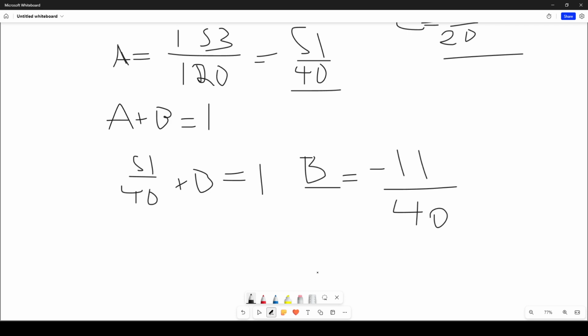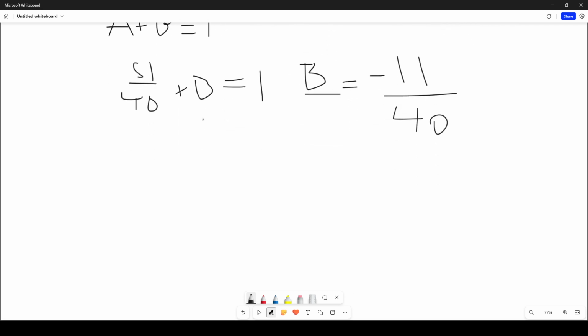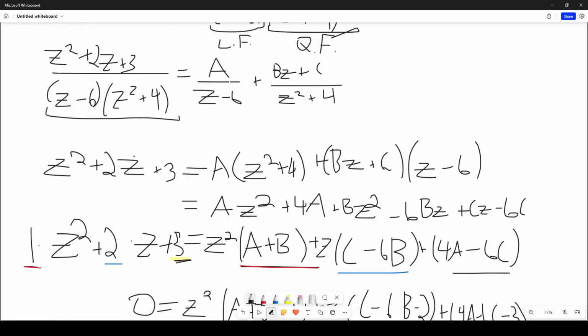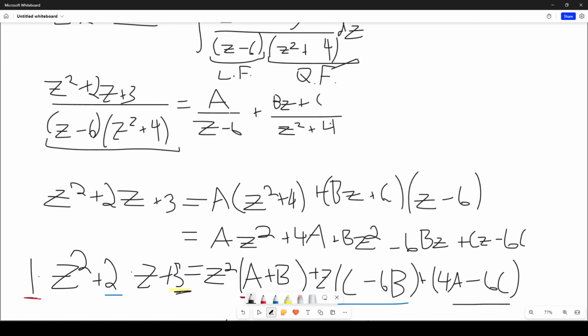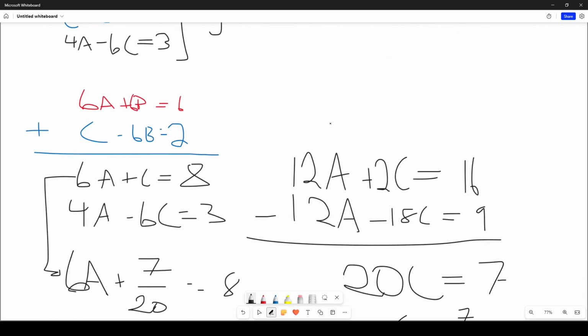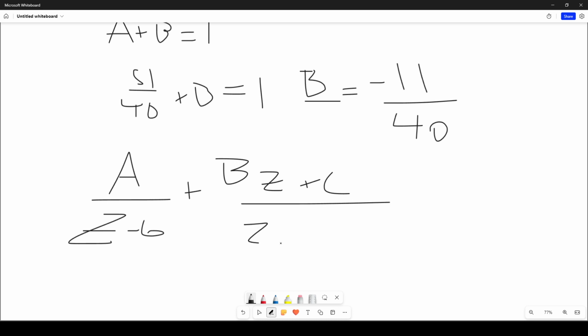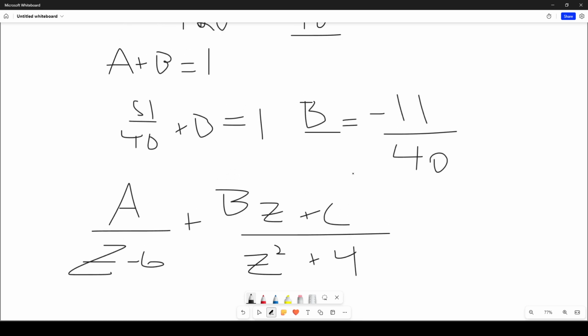Now just remember what our original equation was. Original equation was A over, let's actually go back up and look at it. So our original equation was A over z minus 6 plus bz plus c over z squared plus 4. Now you plug in your points. You plug in A equals 51 over 40, B equals negative 11 over 40, and C equals 7 over 20.